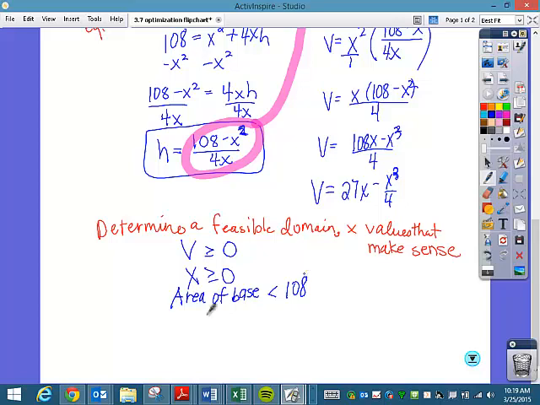So area of the base is x squared. x squared has to be less than 108. So that means that I have to take the square root of that. So x is less than the square root of 108. So that would put our x value somewhere in between 0 and the square root of 108. Our x values have to be positive, but they can't be bigger than the square root of 108.